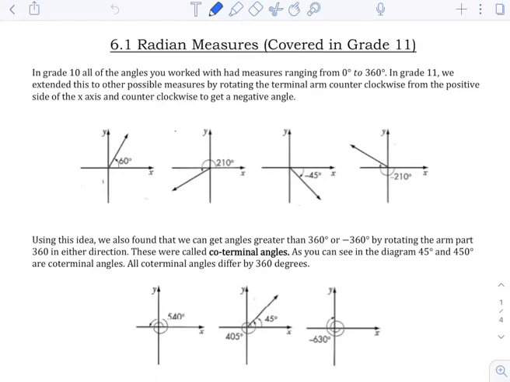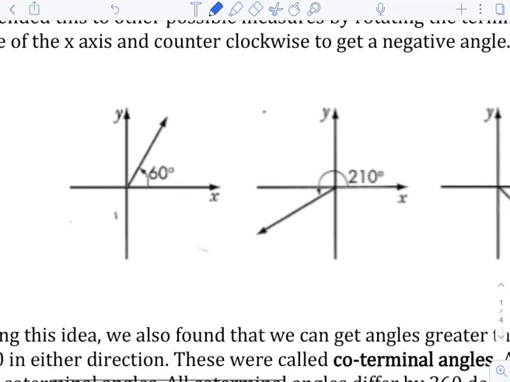In grade 10, remember when you dealt with angles, we always worked with degrees. So a full circle would be 0 degrees to 360 degrees. In grade 11, we extended what we knew by using this terminal arm. If we think of the grid and our principal arm starts right along the x-axis, we can take this arm and rotate it around the grid, kind of like a clock, in the counterclockwise direction.